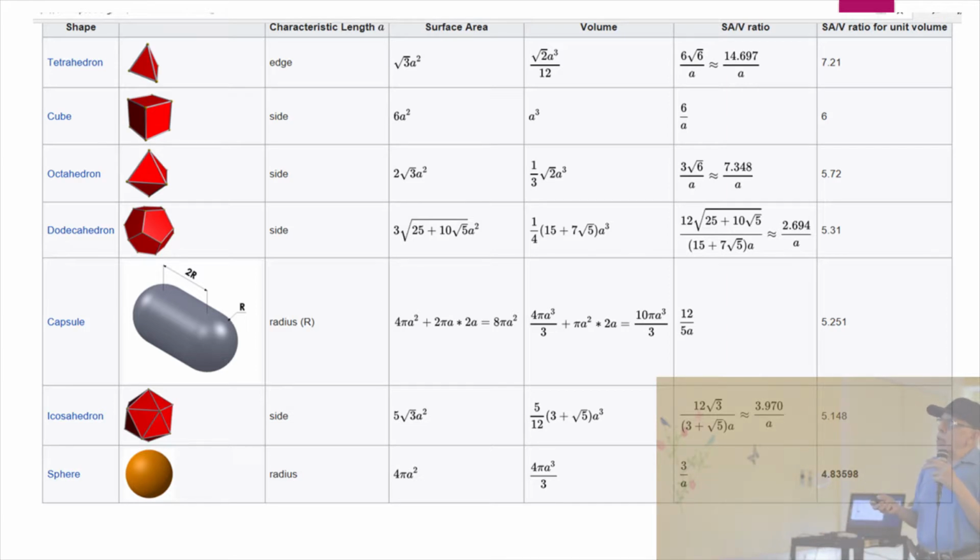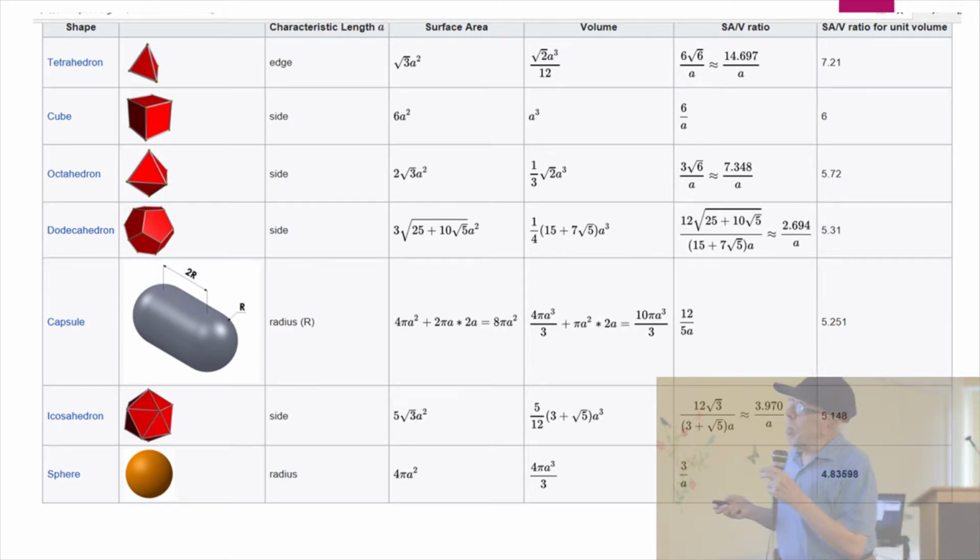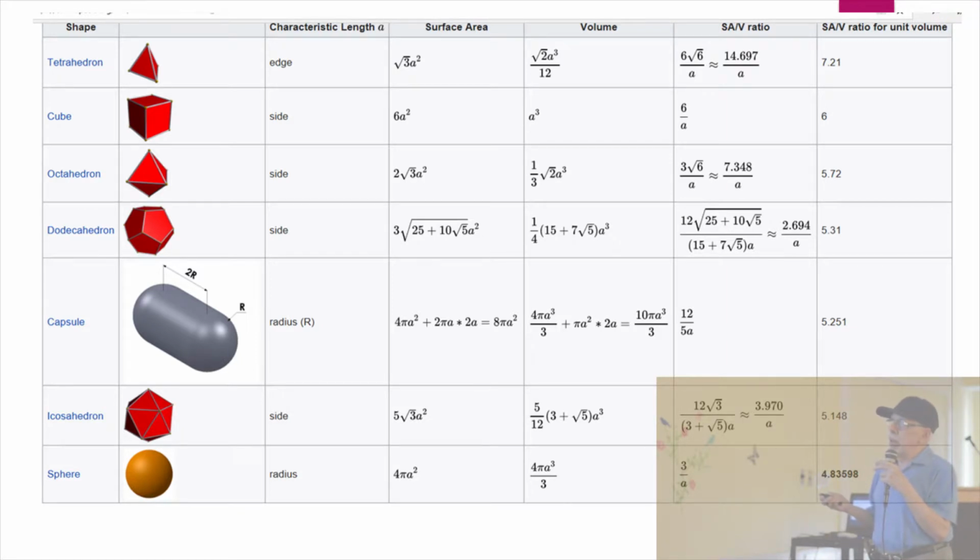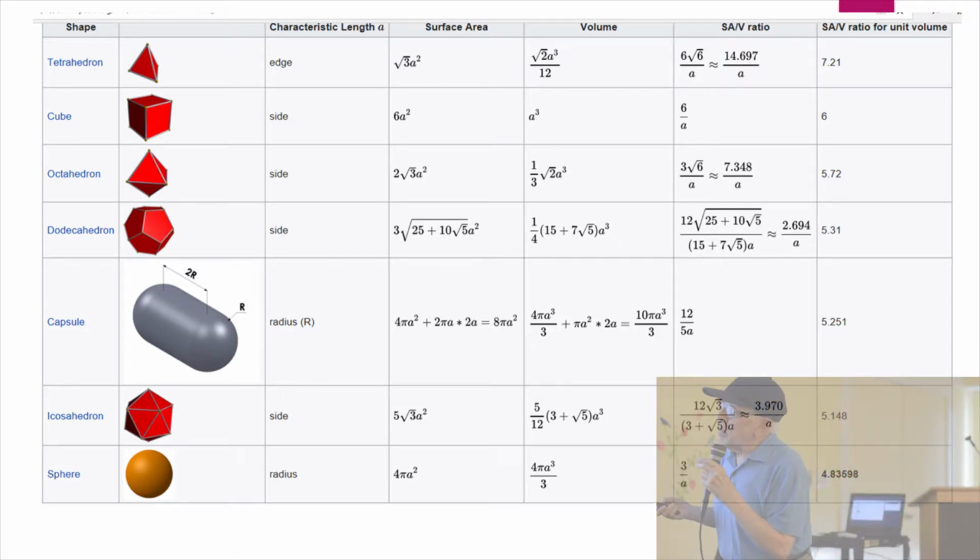If you take the ratio of the surface area to the volume of different objects, you get these numbers. For this object, which is a tetrahedron, it is 7.21. For a cube, which is what we call a regular solid, meaning all of its sides are equal, the ratio is 6. For an octahedron, the ratio drops to 5.72.